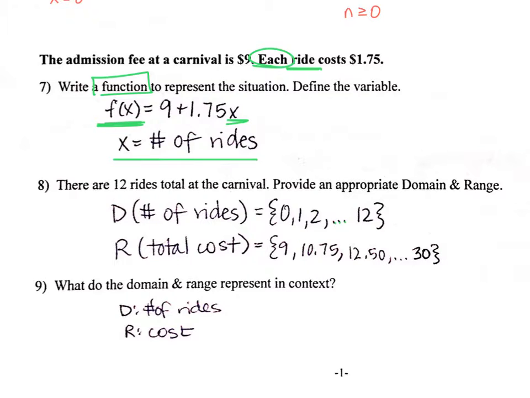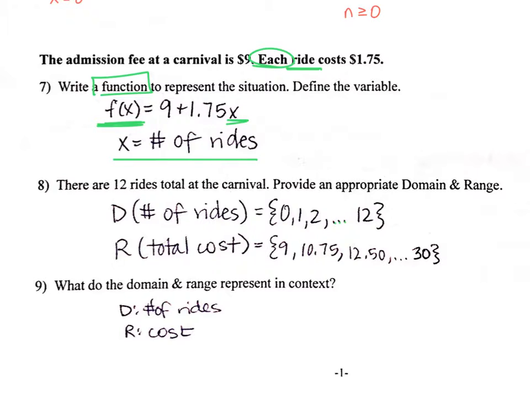And then range is the cost. So if you went on 0 rides, it would be $9, and if you went on 1 ride, you would pay $10.75, and 2 rides would be $12.50. So if we count all the way up, I think for 12 rides, we should be getting $30.